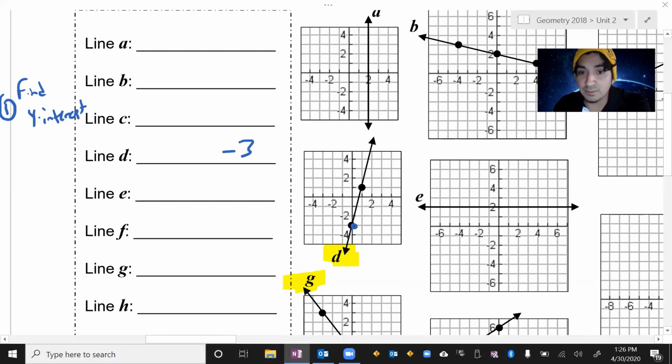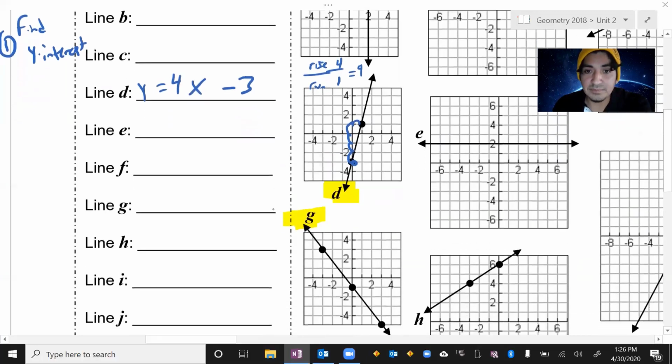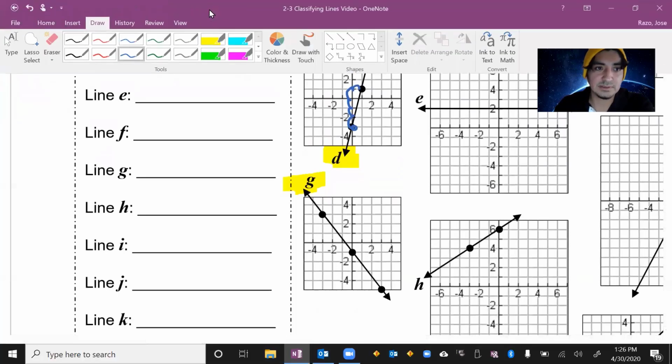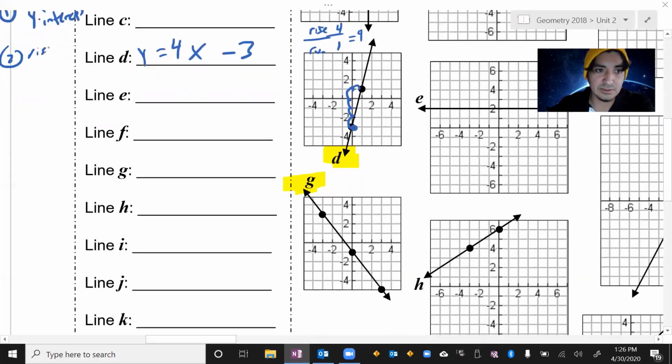And let's look for rise over run. 1, 2, 3, 4. Up 4. How far does it run? It's going to be 1. So 4 over 1, so it'll be 4x. So y is equal to 4x minus 3. If you happen to get confused, it's positive because it's going up, so it'll be positive 4. Now, the next one is going to say rise over run.